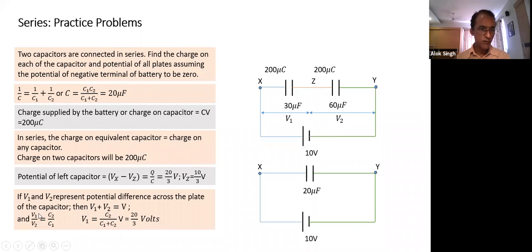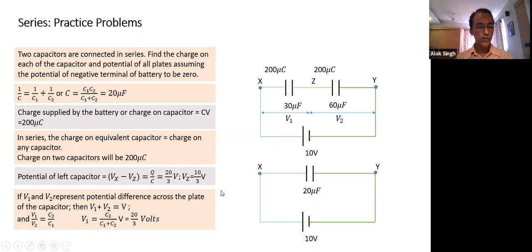So I can write V1 by V2 is equal to C2 by C1, and V1 plus V2 is equal to V. Based on that, I can also calculate V1, the potential drop across the plates of capacitor 1. Since it is inverse, what comes in the numerator is not C1, what comes in the numerator is C2. V1 is equal to C2 divided by C1 plus C2, into V. That's another way we can calculate.